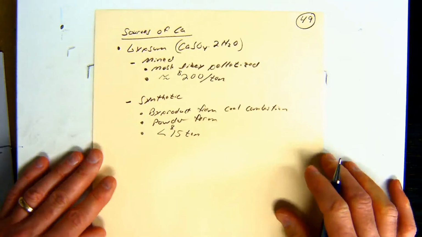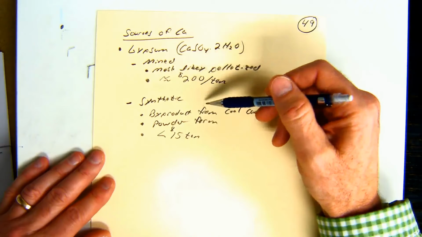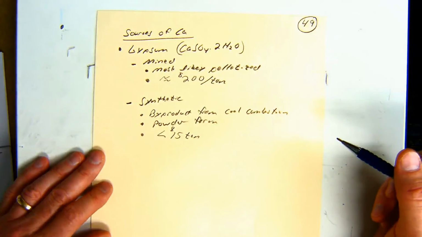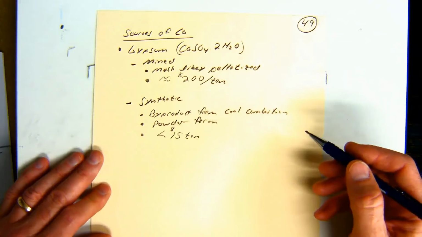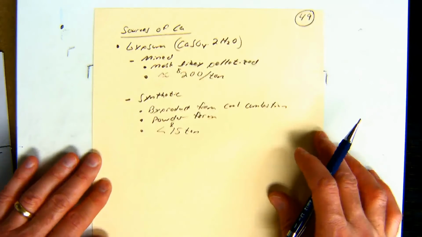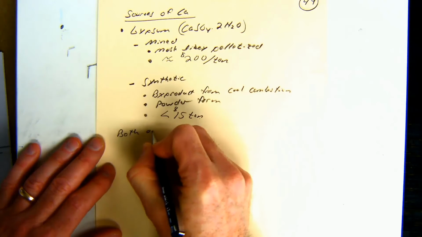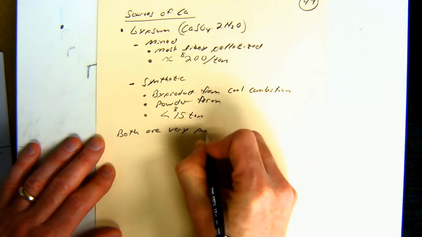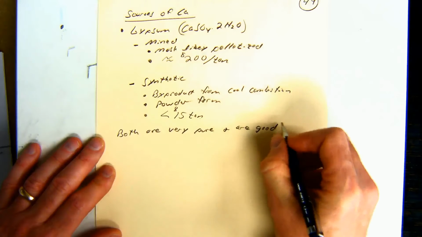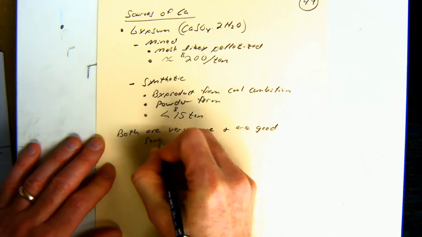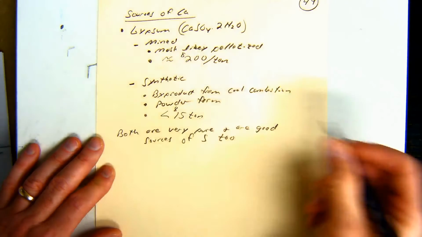Okay, so the quality is really high. The quality of mined gypsum is as good as the synthetic gypsum and vice versa. But you can see this is awfully quite a bit less expensive, and both are very pure and are good sources of sulfur too.